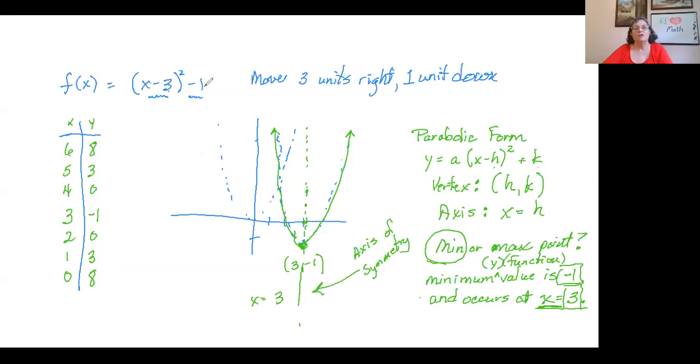If I were to multiply this out, to put it in the standard form, (x minus 3) squared is (x minus 3) times (x minus 3). This foils out to x squared minus 3x minus 3x plus 9, minus 1. So it comes out to x squared minus 6x plus 8.